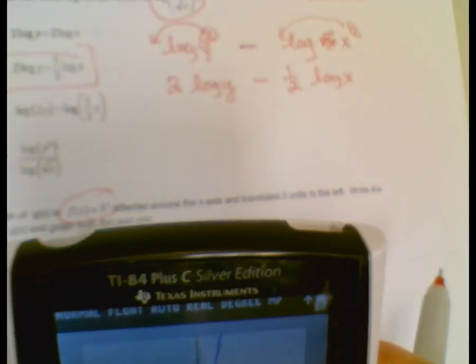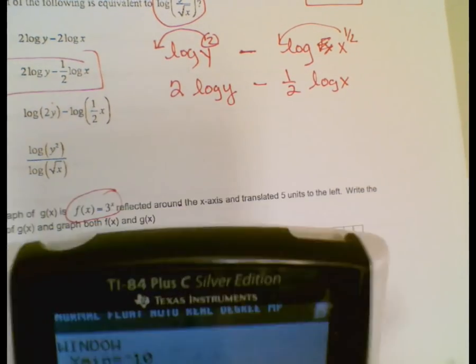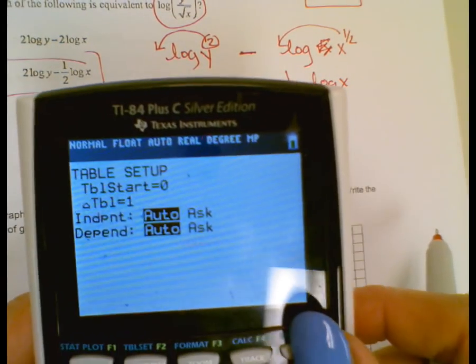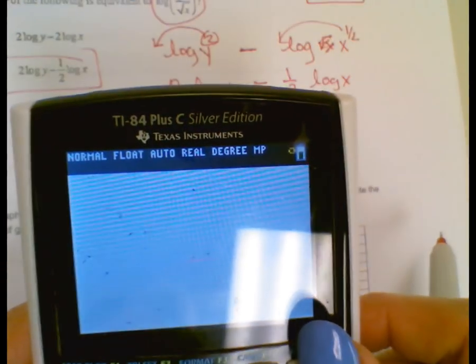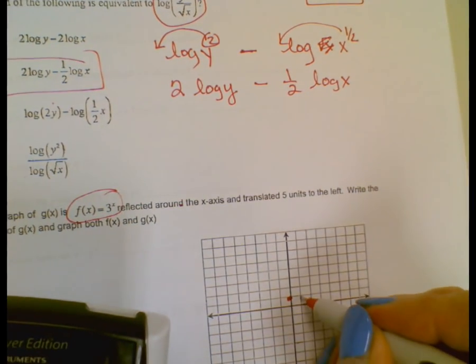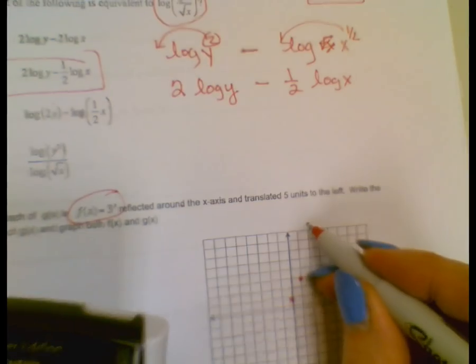You can go to your window here. Second window. Start it at 0 and go by ones on your t-table. And now go to your t-table. So there's a 0, 1. There's a 1, 3. And a 2, 9.